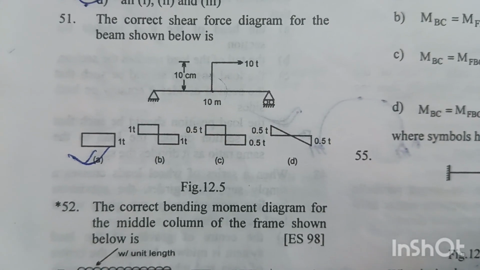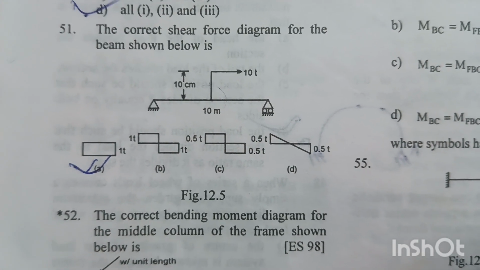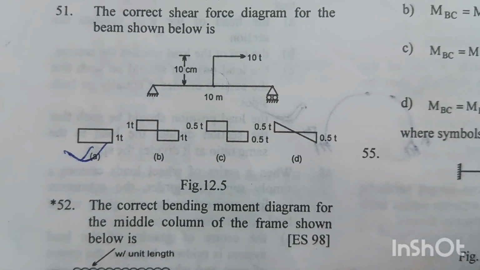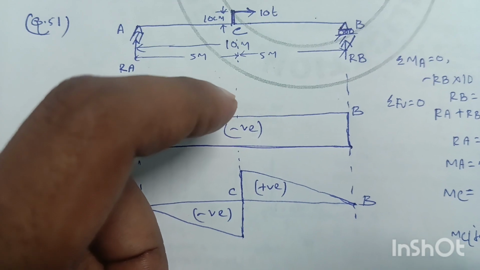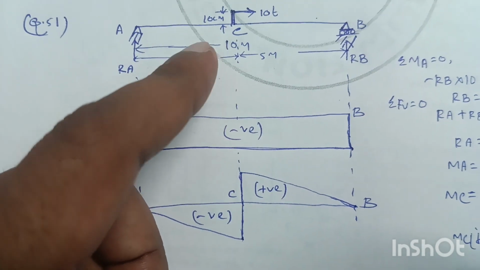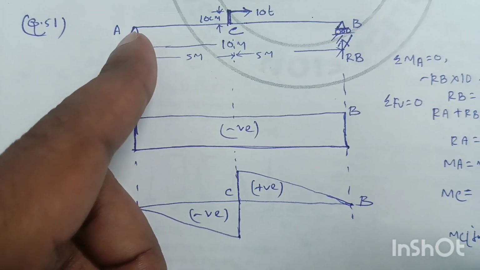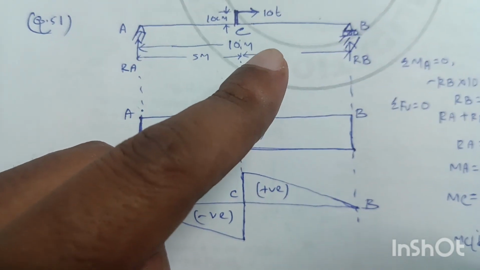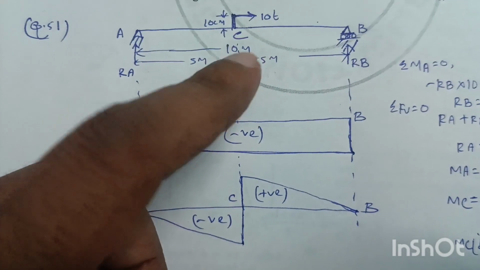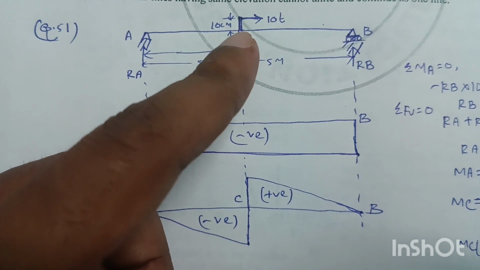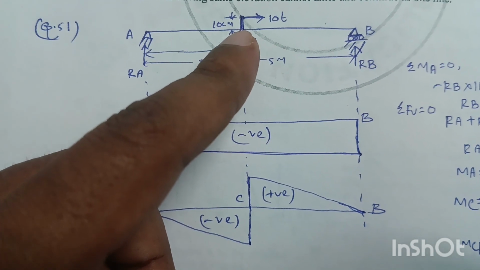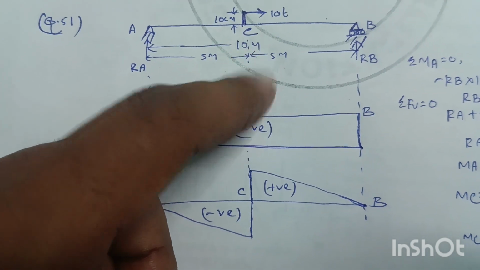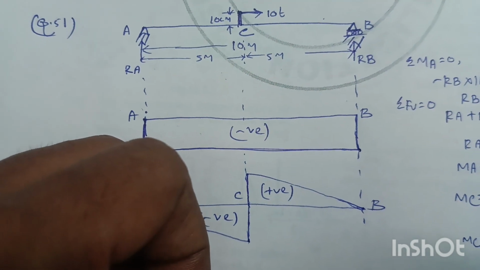Let's start question number 51. The correct shear force diagram for the beam shown below is. So as per the question, the simply supported beam, hinged at support A and roller supported at end B, is subjected to a central clockwise moment here. Suppose this point is C and the total length of the beam is 10 meters.